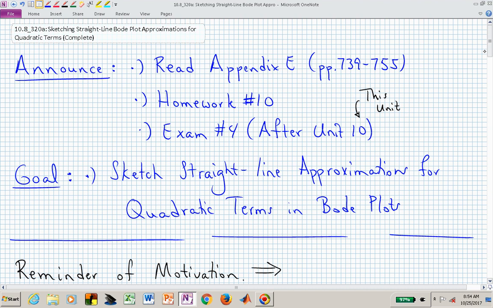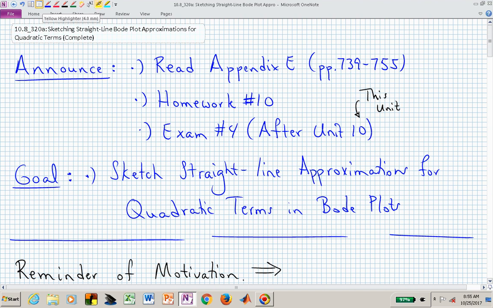And this final video on breaking down the process is concerned with treating the quadratic terms. And in fact, we're not going to focus or worry about the more detailed or accurate picture of these quadratic pieces, which varies as a function of the damping ratio. We simply want to focus on the straight line approximations, and for that reason we are approximating, and this is a big point to make.